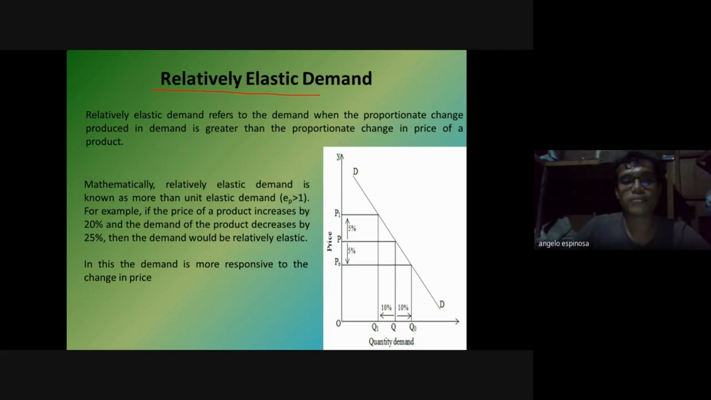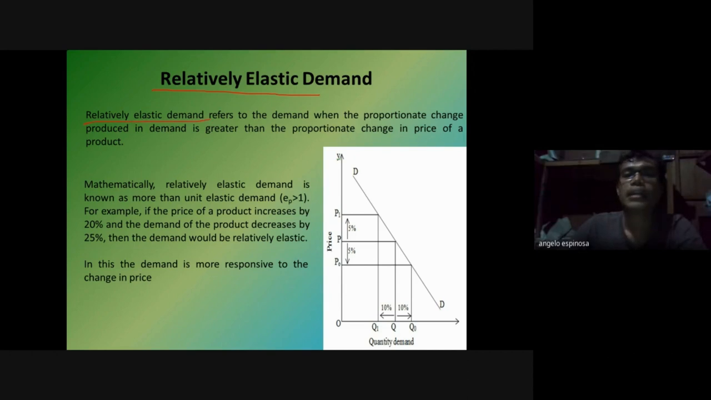Okay, so we have a sensitivity in the change of the price. So the demand is relatively sensitive to a small price change. So that is being relatively elastic demand.